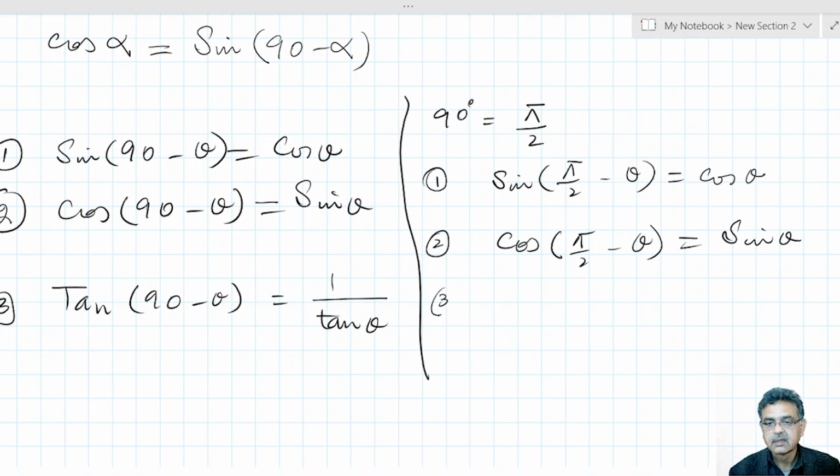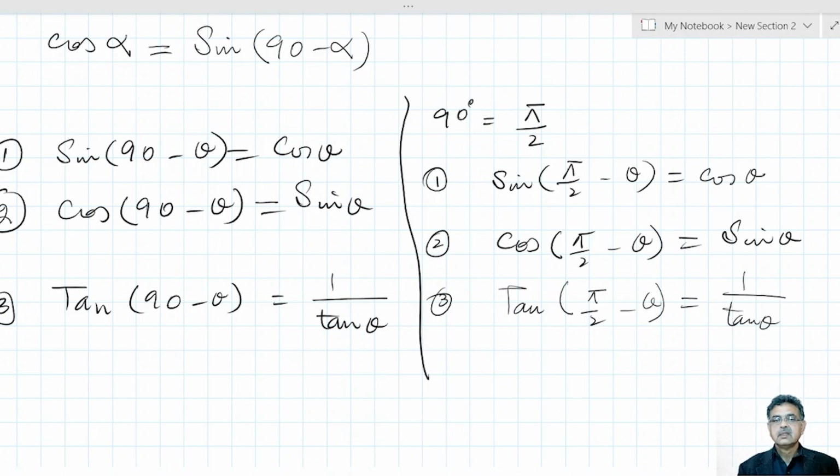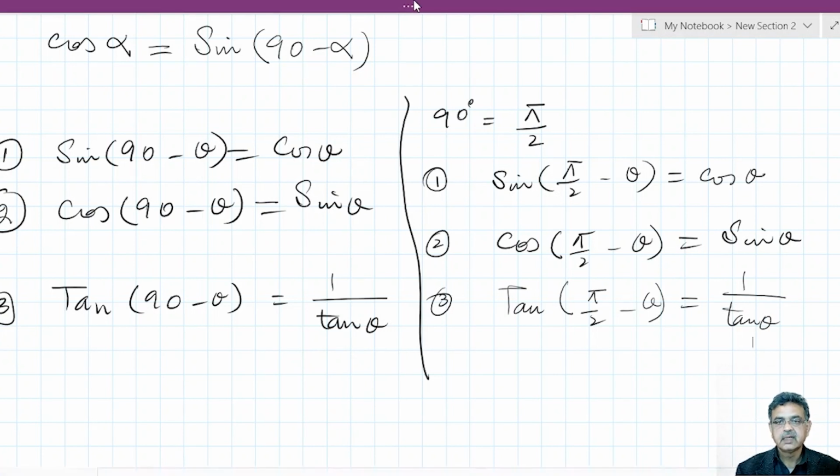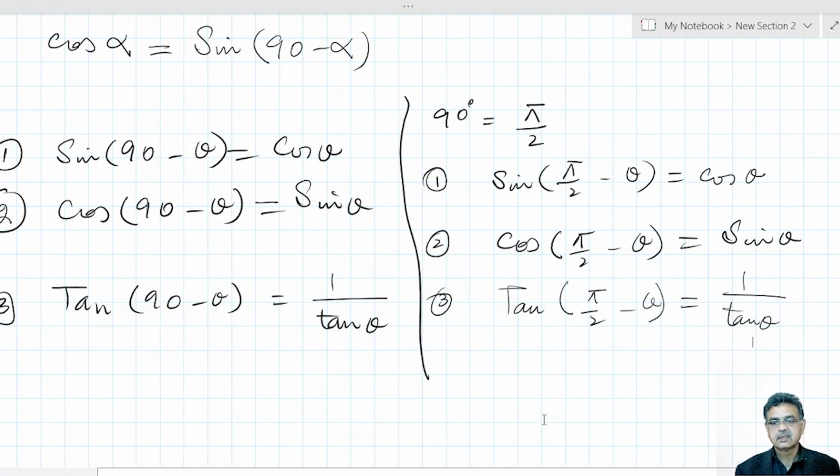Third, tangent of pi over 2 minus theta, that is 90 minus theta, is equal to 1 over tangent theta. So that is the total discussion about complementary angles, the trigonometric ratios of complementary angles. So this is what you need to remember.